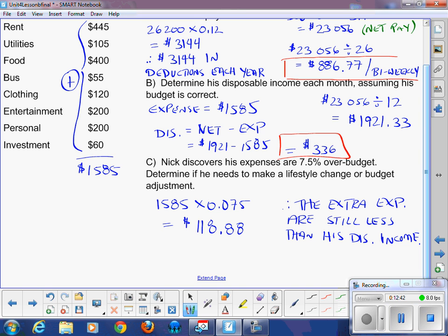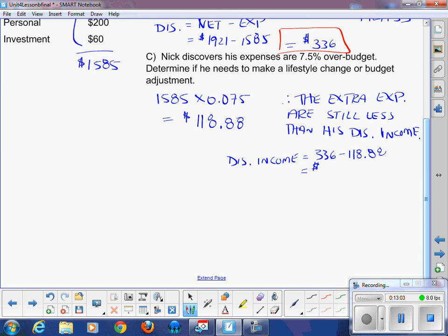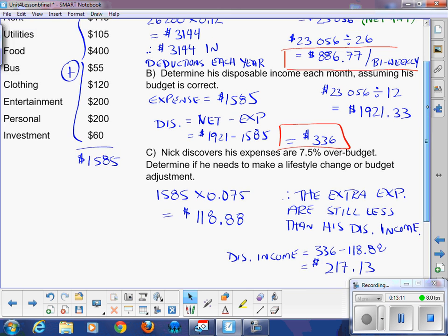An increase of $120 isn't going to hurt. It just means that his disposable income now is less. It's now 336 minus that increase of 118.88. So when we do that, it just means that each month he only has $217 that he can play with. So it's gone down a little bit, but he's still safe. He doesn't have to restyle his whole life because of that.